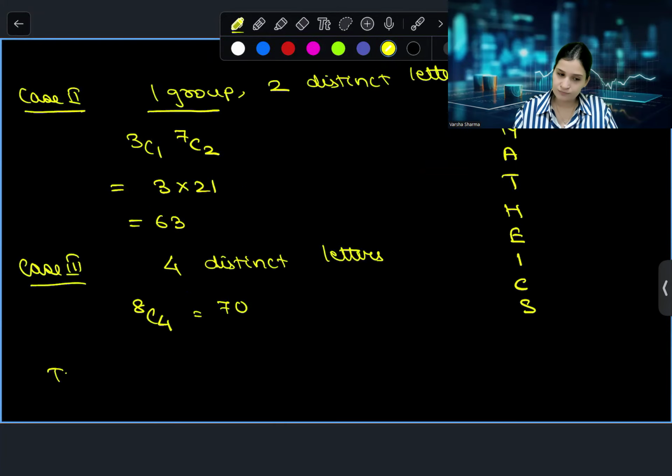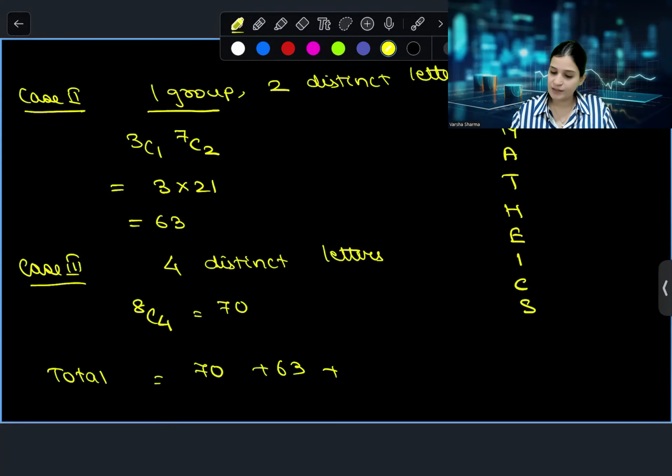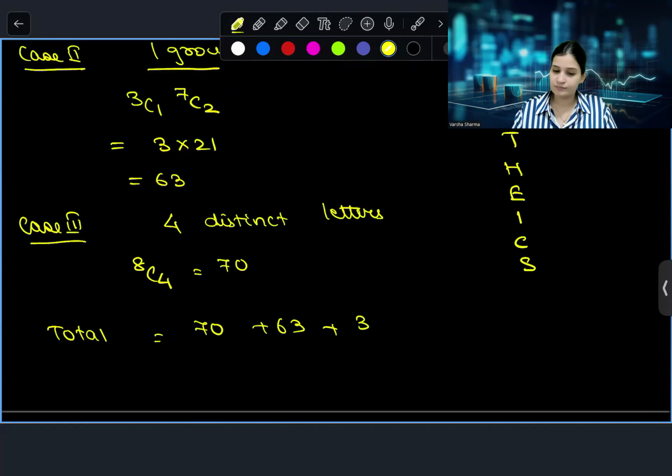So total 70 plus 63 plus 3. That is 136. In total, 136 possibilities are there. Clear? Yes, ma'am. Any doubts? No, ma'am. These are all the concept of the chapter. Only the concept. Now we'll do the past year questions.